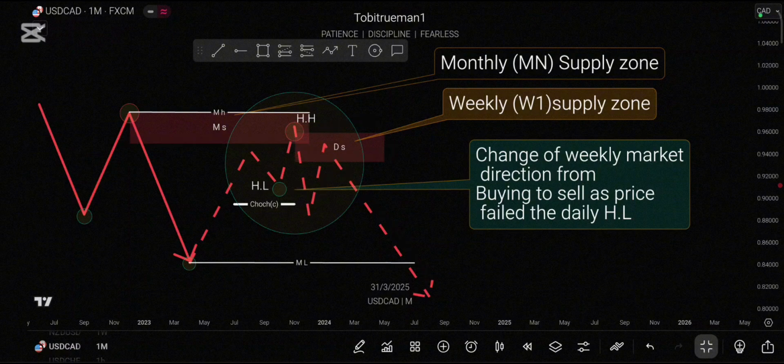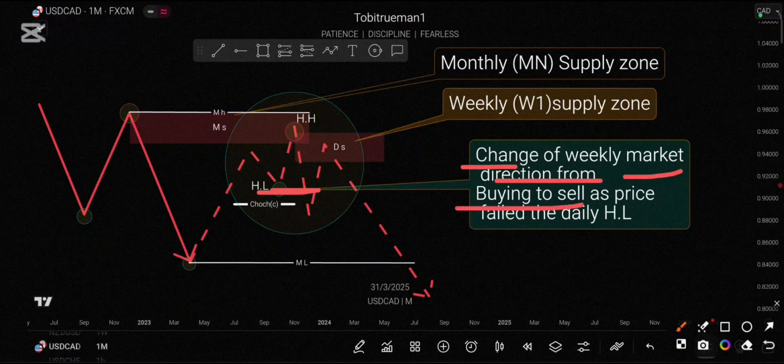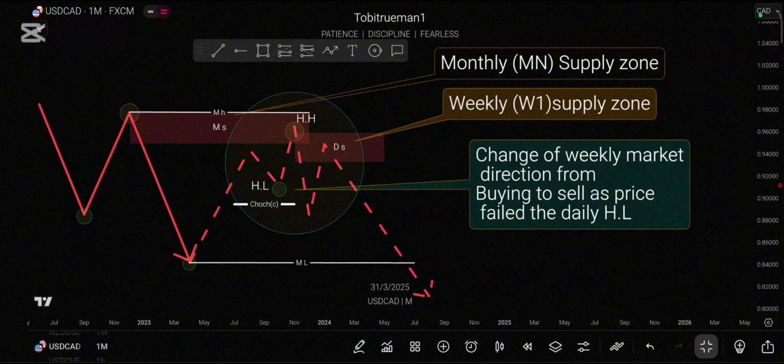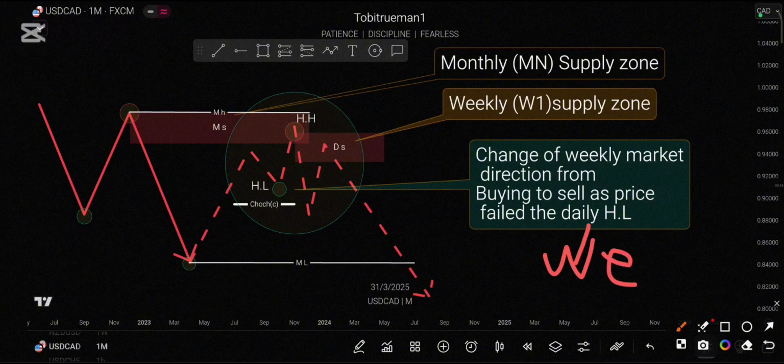I hope you understand this, and we can call this thing that will happen here, when this higher low is taken out on the weekly time frame, we can call it what? Change of character or change of direction. So it's called change of weekly market direction from buying to selling as price fails the weekly higher low. That's what I'm trying to say there. It's just a typing error here. So in this place, I mean the weekly higher low, all right, not the daily, because we moved from the monthly to the weekly.